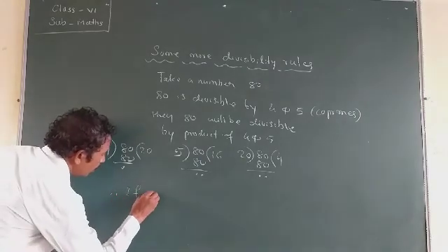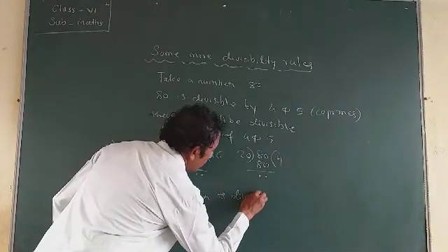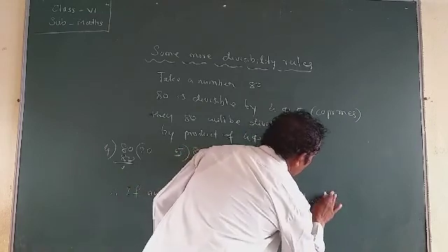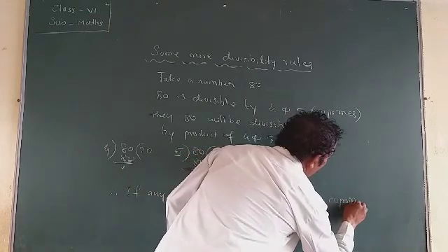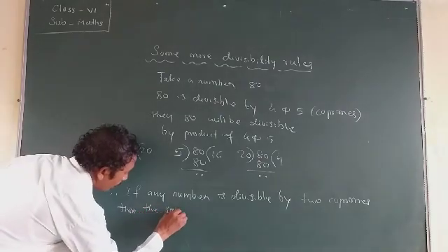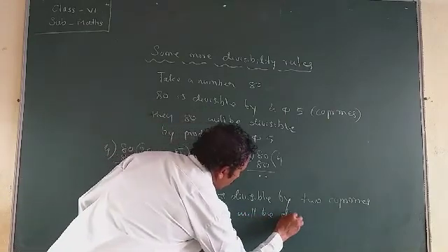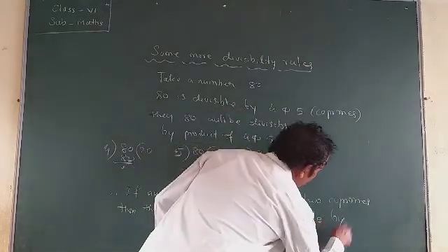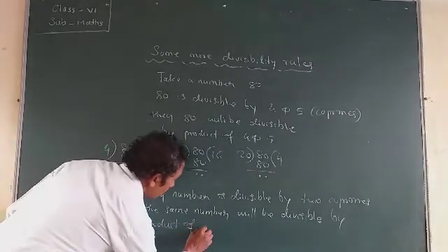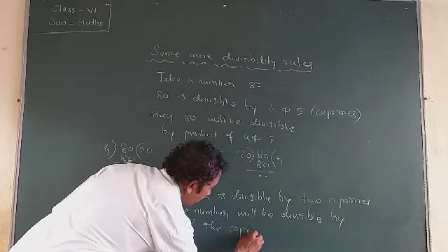Therefore, if any number is divisible by two co-primes, then the same number will be divisible by the product of the co-prime numbers.